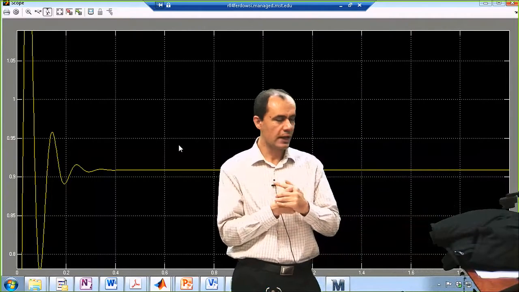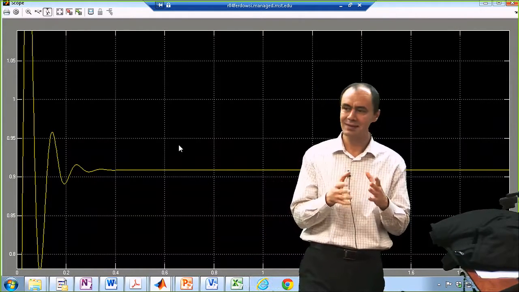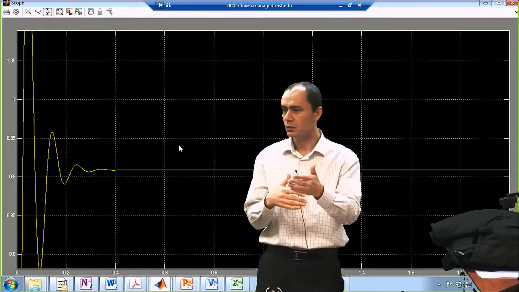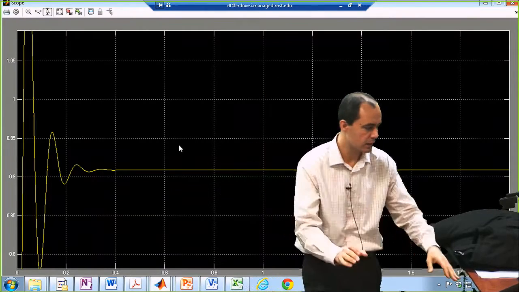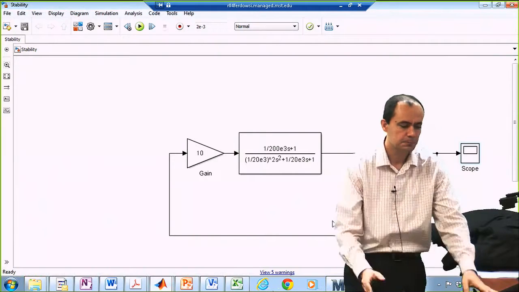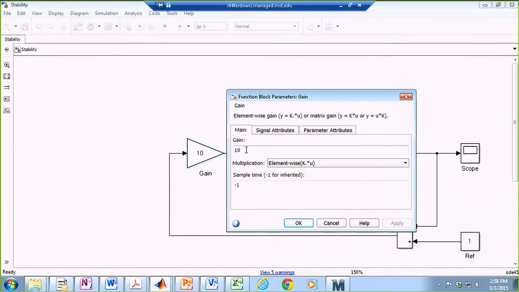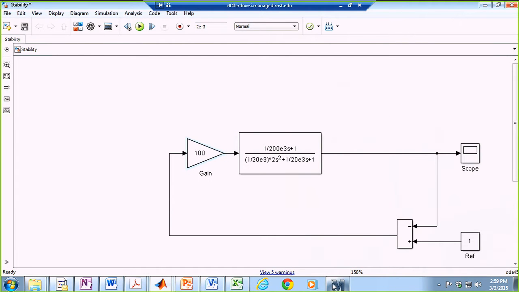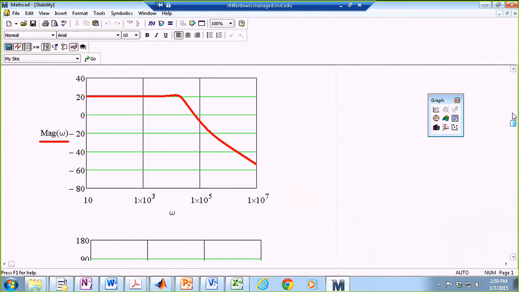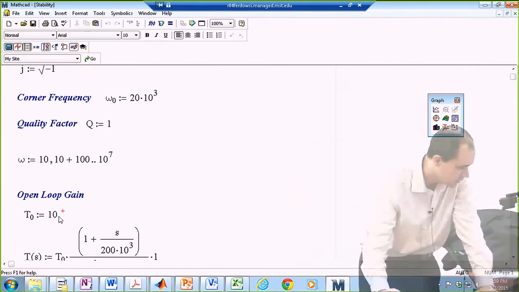So let's say you are unhappy about this and you say, I want to make my system more accurate, in the sense that the steady state error between the output and the reference should be smaller. Right now, we have this much of an error. So that means your loop gain should be larger at lower frequencies. For instance, instead of having a gain of 10, what if I make a gain of 100? Before doing the simulation, let's look at the Bode plot and actually increase the gain. Instead of 10, let's make it 100.